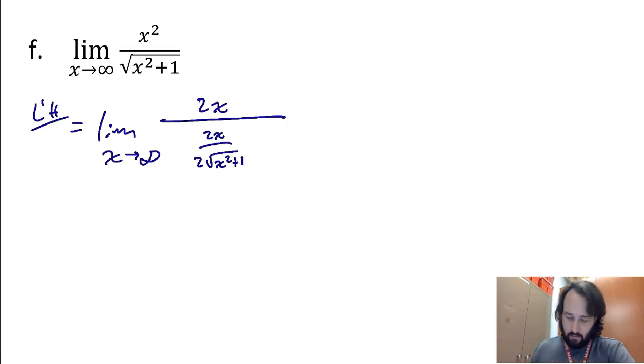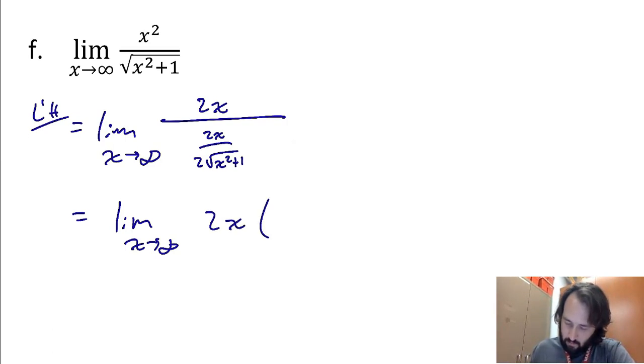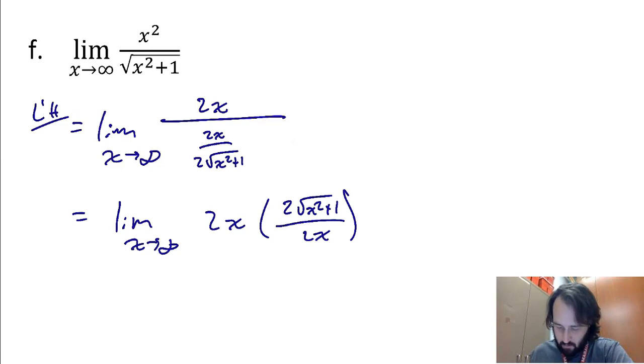So now I can turn this into 2x times 2 root x squared plus 1 over 2x. I lied. This is not the problem that I thought it was, right? Because those two x's will divide.